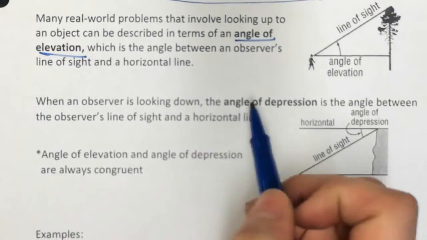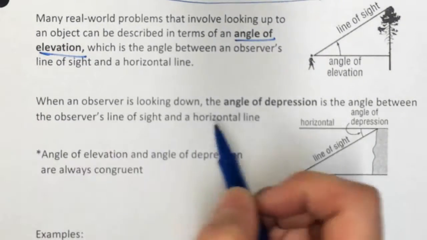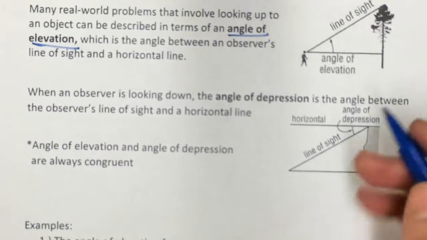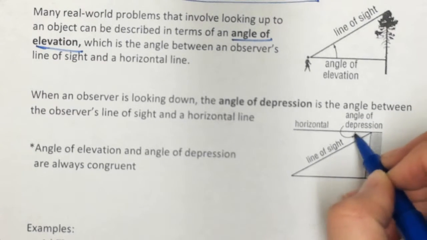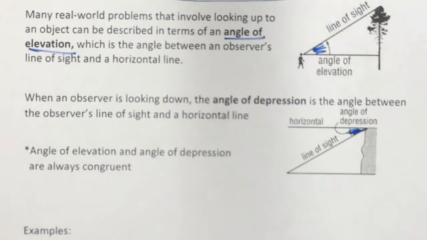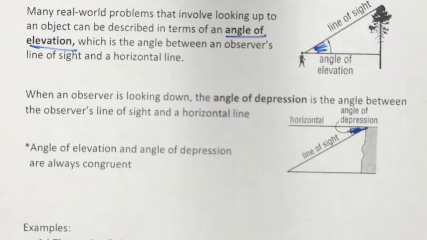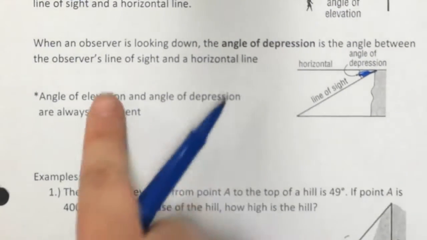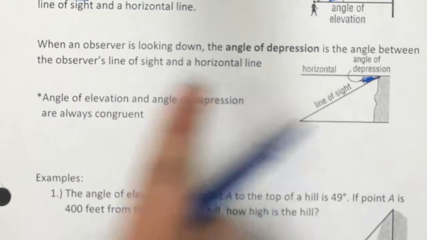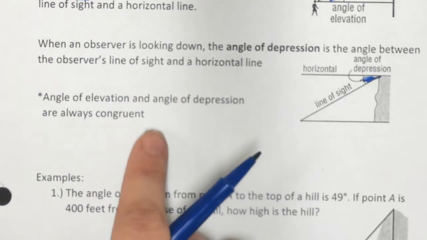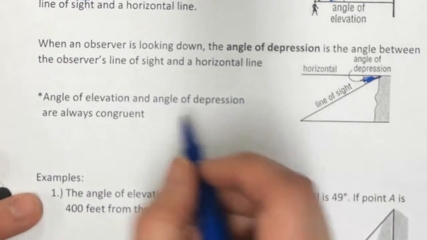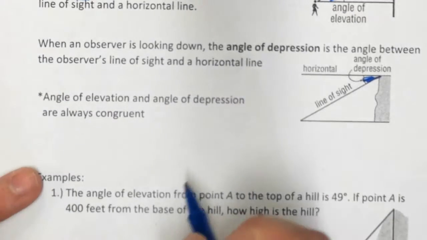Elevation. When an observer is looking down, the angle of depression is the angle between the observer's line of sight and the horizontal line. What I just said. Here you go. This right here is the angle of depression. This is the angle of elevation. Angle of elevation and angle of depression are always congruent. Because just like our picture, draw this picture.